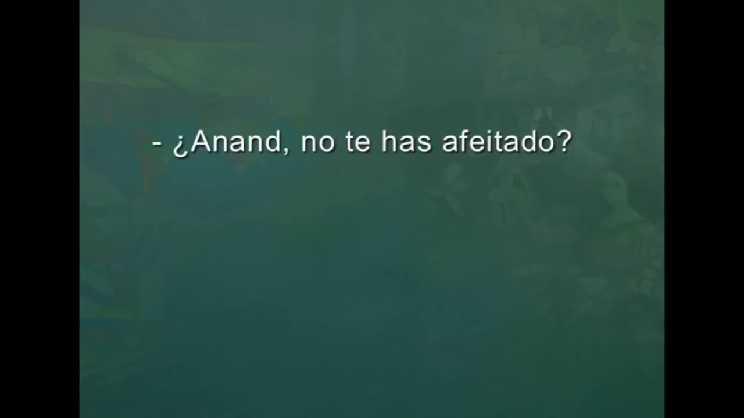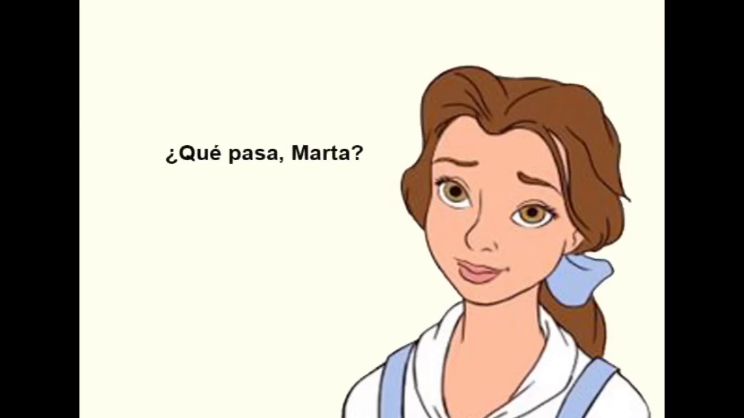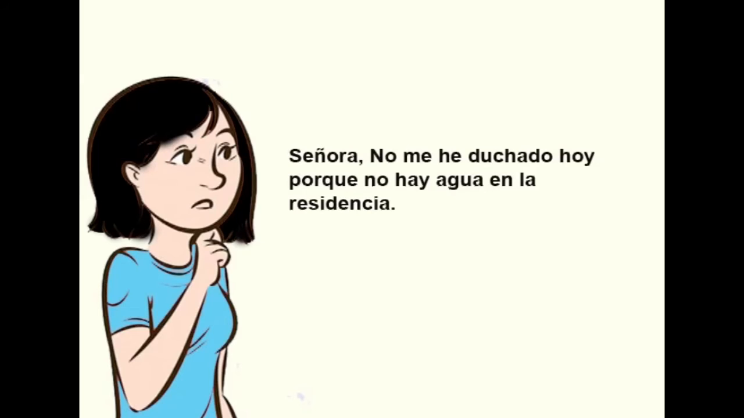And here are some more micro conversations where Juan and Anand are talking. Anand, ¿no te has afeitado? Anand says, no Juan, no me he afeitado y voy a tener la barba. ¿Qué pasa, Marta? And Marta replies, señora, no me he duchado hoy porque no hay agua en la residencia. The señora says, sí, de verdad, oh, is it so?